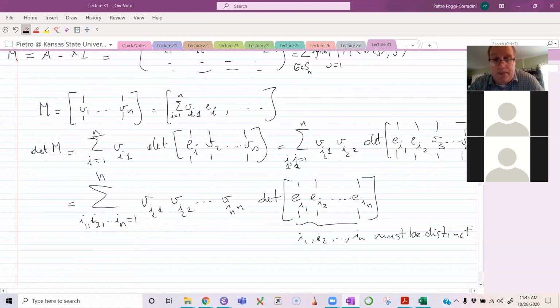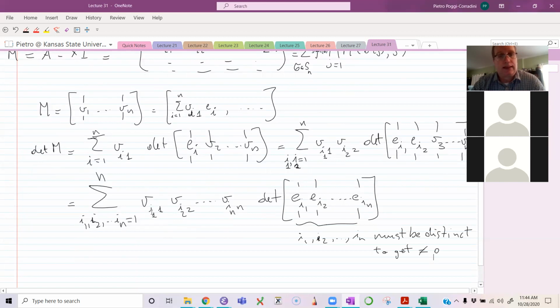Otherwise, you get 0. So that means that you need to choose a permutation of the indices. And so that means that these are permutation matrices. And permutation matrices have determinants -1 or 1. And that's basically the sign of the permutation.